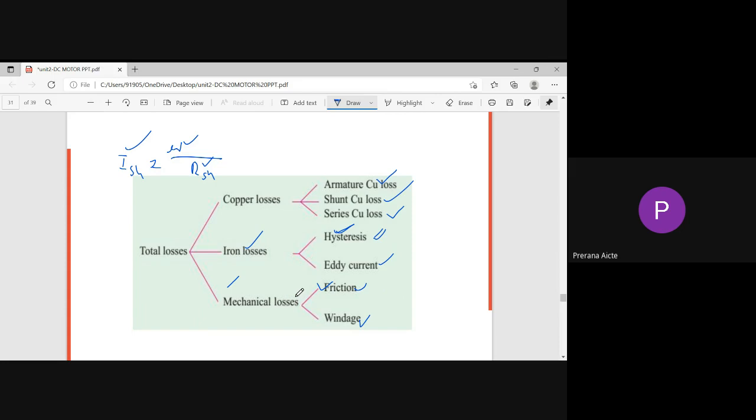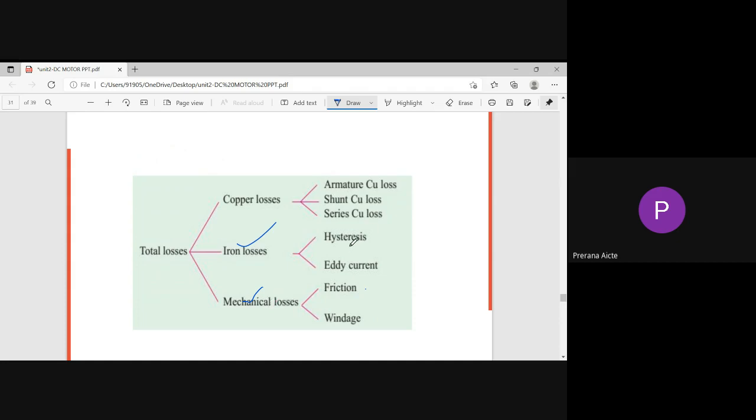Next, we understand this combination in the case of a compound motor. All these losses definitely exist in a compound motor. So how do we categorize these losses? Generally, a compound motor is also a constant speed motor. For that reason, mechanical losses are constant and iron loss is also constant from no load to full load.